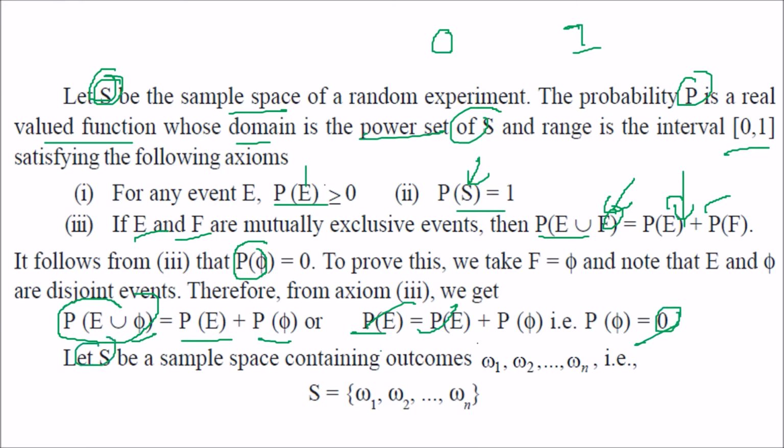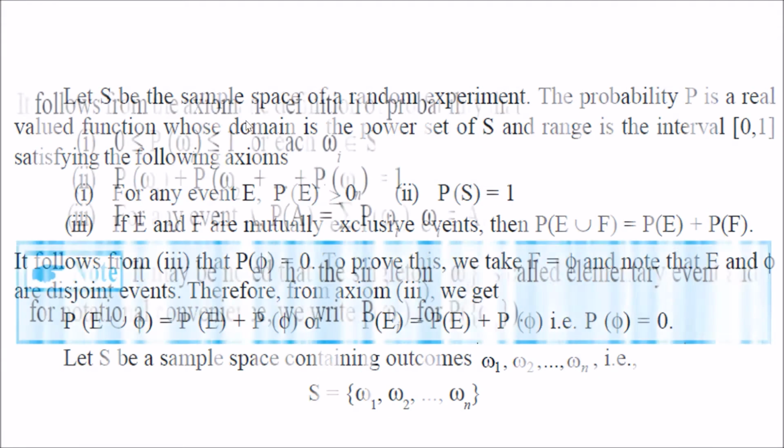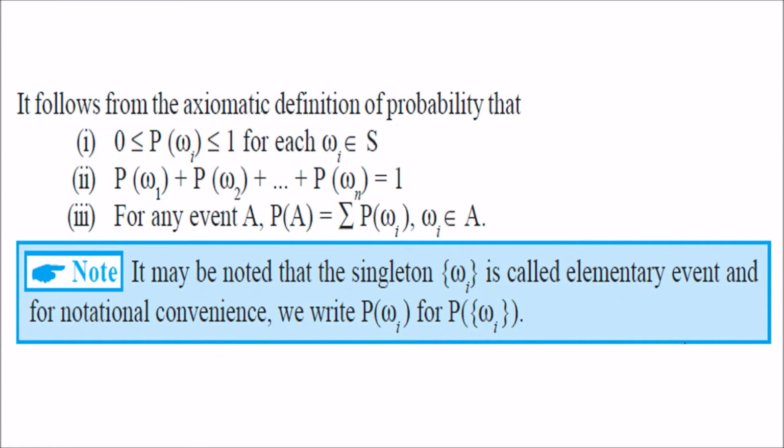So let S be this sample space, W1, W2, up to Wn. These are the elementary elements. So S is equal to W1 to Wn. Now the axiomatic definition lies here: all the single probabilities will lie between 0 and 1, 0 and 1 inclusive. If you combine all the probabilities W1 to Wn, it is going to give you 1. And for any event A, P(A) is going to be the sum of P(Wi), where Wi belongs to this event A.